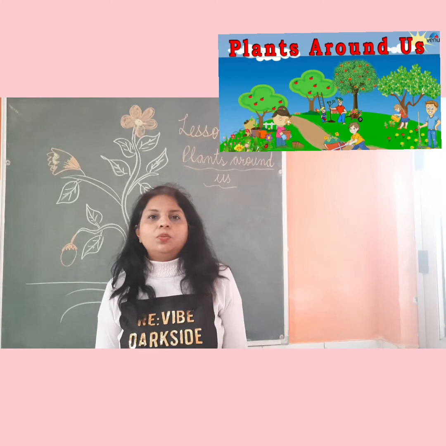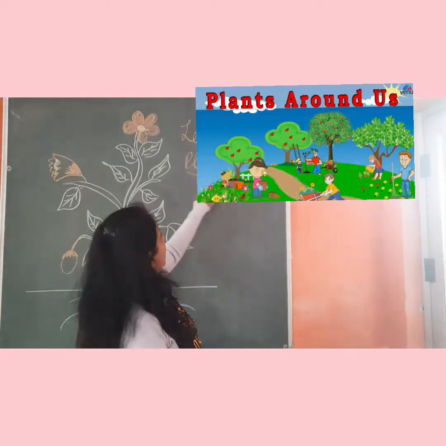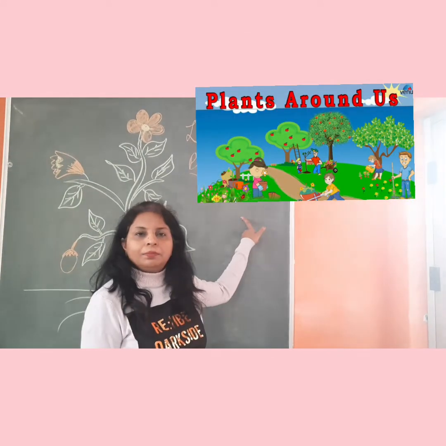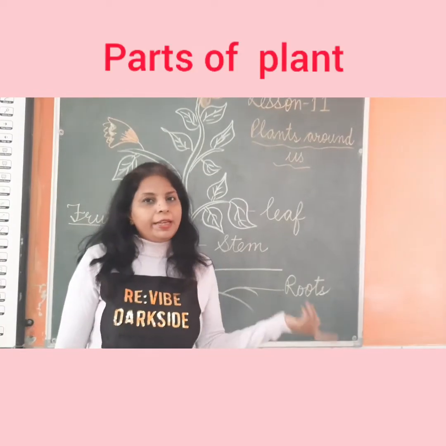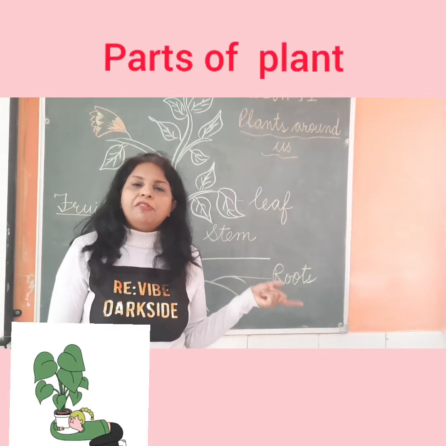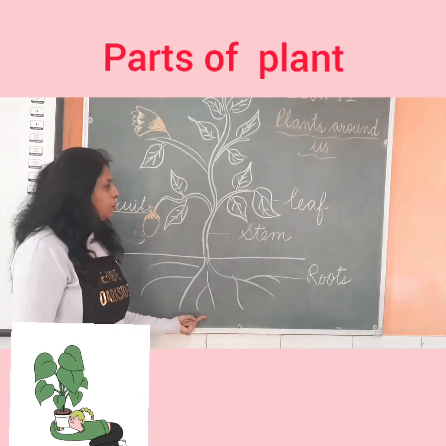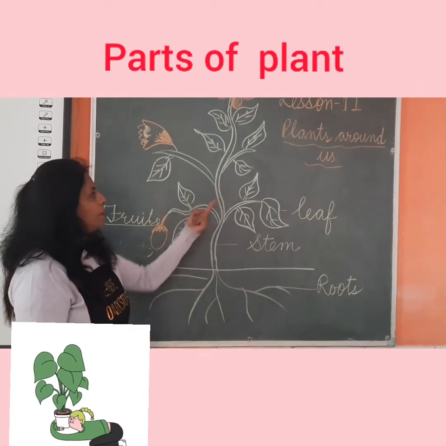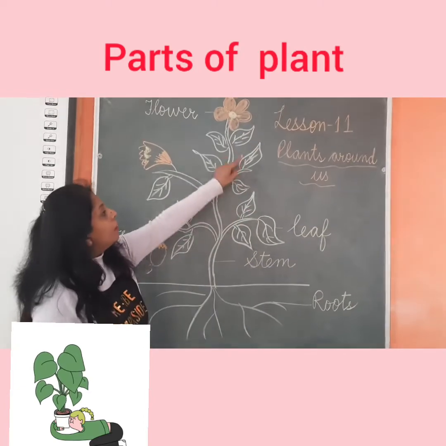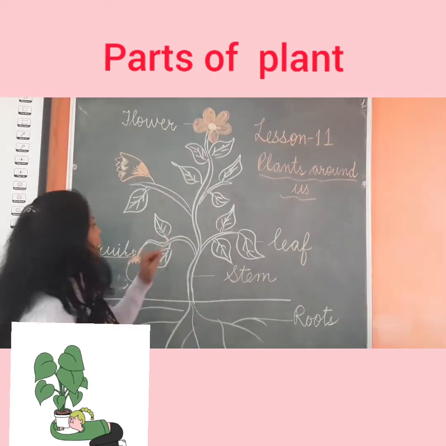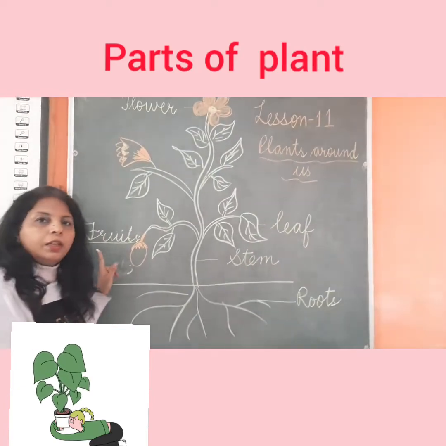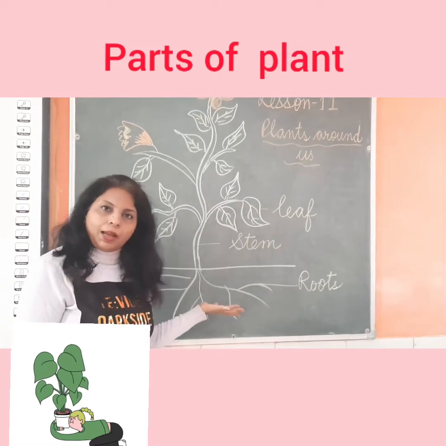Today's EVS class, we are going to learn about plants around us. So today we are going to learn about different parts of plants. So these are roots, stem, leaves, flower and fruits. These all are parts of plants.